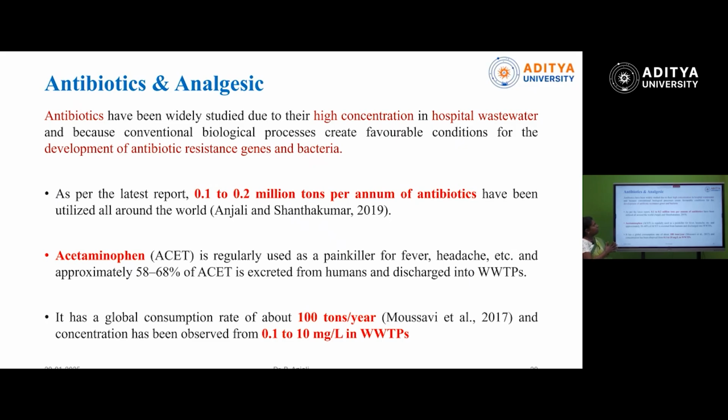So you can see here, generally these antibiotics are widely used and are detected in high concentration in hospital wastewater and maybe other wastewater also, and the conventional biological process, as I said, is not favorable for that. Because of that, what is happening is the development of antibiotic resistant genes and bacteria. Another thing, the report says that the antibiotics we are consuming amount to 0.1 to 0.2 million tons per annum. So think about how much antibiotics we are utilizing worldwide.